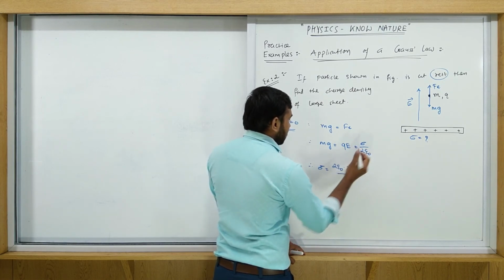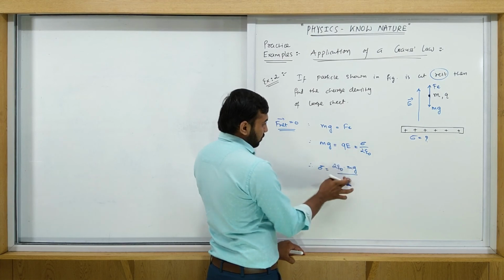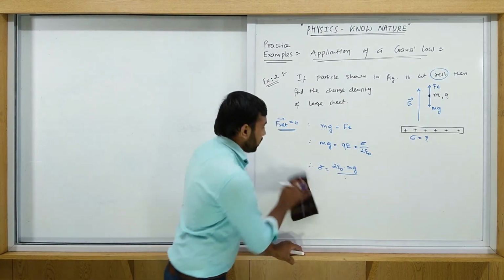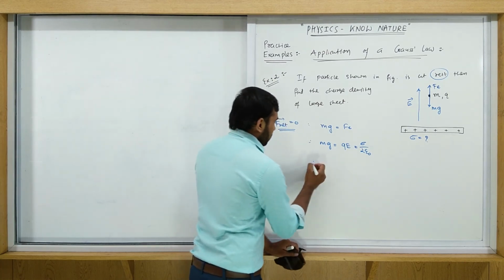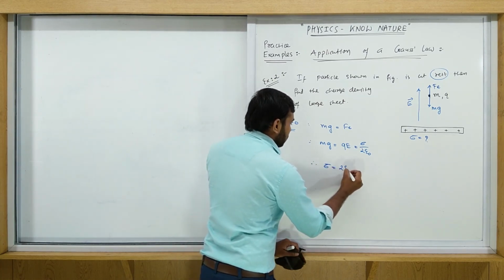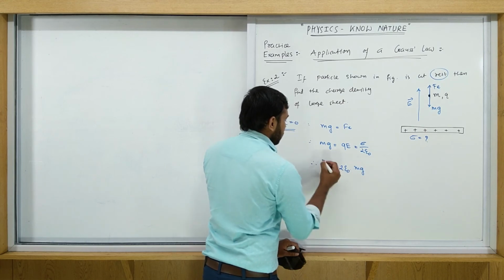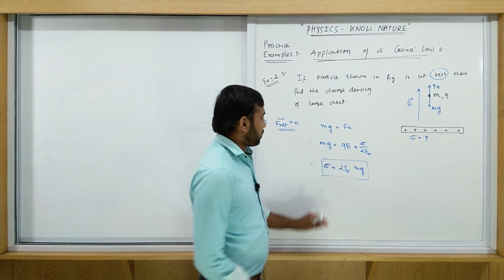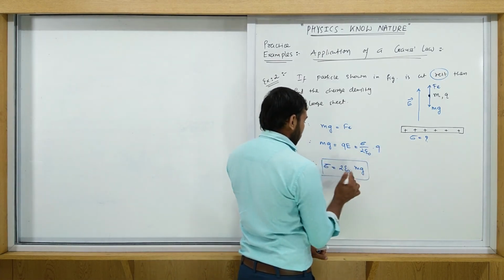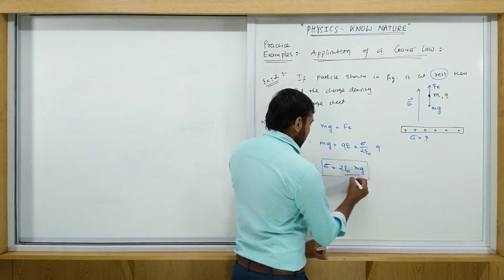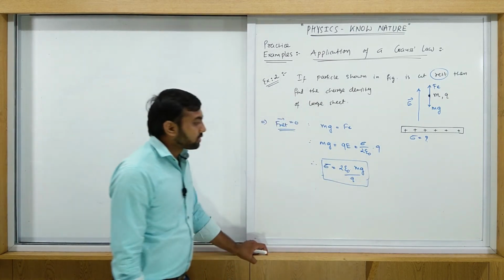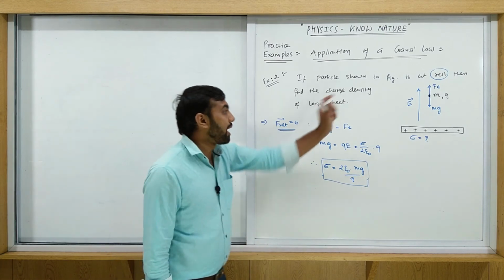Sorry, it is not upon, only this one. So the answer is: sigma is equal to 2 epsilon naught into mg. This is our final answer. Sorry, here we multiply by Q, my mistake. So divide by Q. This much of sigma is required to balance this particle.